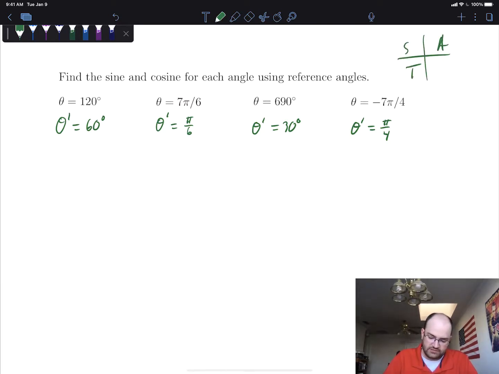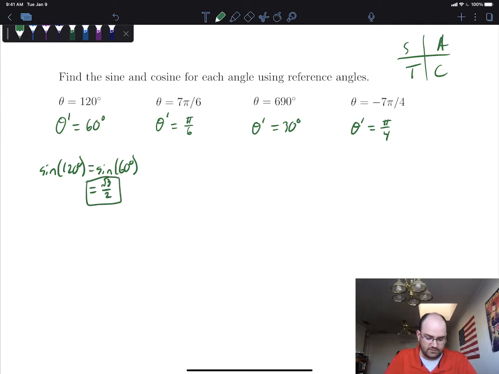All students take calculus. So if I want to know the sine of 120 degrees, well, 120 is in quadrant 2, and in quadrant 2, sine is positive. So this would be the same thing as just the sine of 60 degrees. And the sine of 60 degrees is just, well, square root of 3 over 2. So the sine of 120 degrees is root 3 over 2. Good.